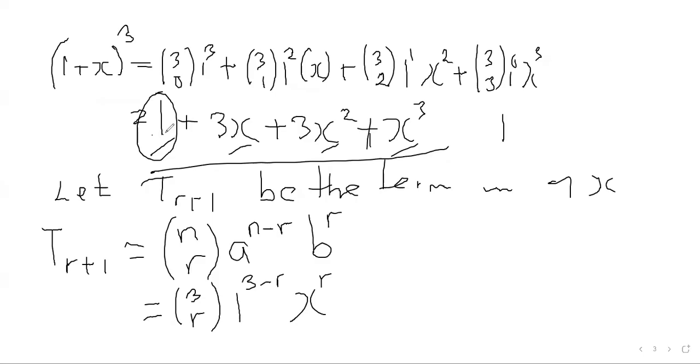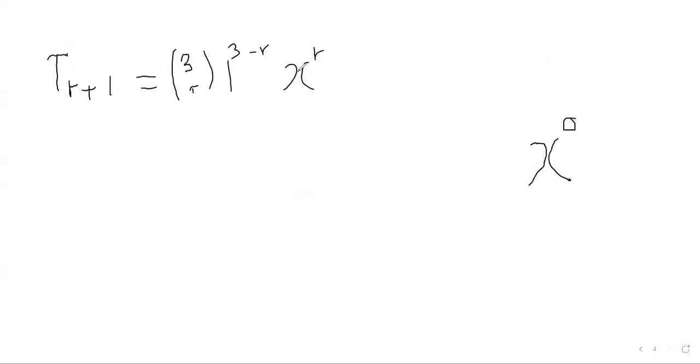So 1 multiplied by x to the power 0. This x to the power 0 is going to give us 1. So this is it: the term independent of x is the term that has got x raised to the power 0. So whenever we talk of the term independent of x, I want you to say it is that term whose power of x is 0. So now if that is the case, we do the same here.